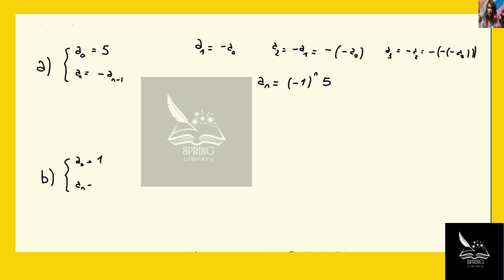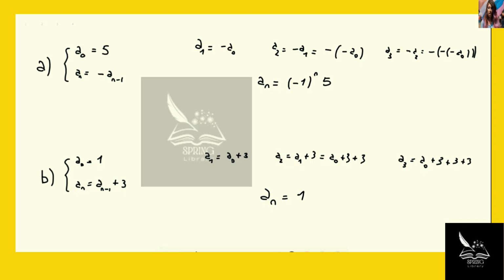Then we're given the sequence starting at 1 and satisfying: a term is equal to the previous one plus 3. So a1 is a0 plus 3, a2 is a1 plus 3, which is a0 plus 3 plus 3, a3 is a0 plus 3 plus 3 plus 3, and you see we're summing as many 3's as the current index. So an is given by a0, which is 1, plus 3n, because there are as many 3's as n.